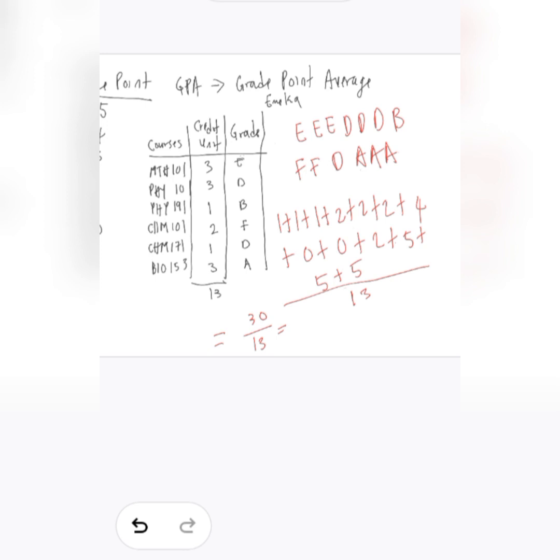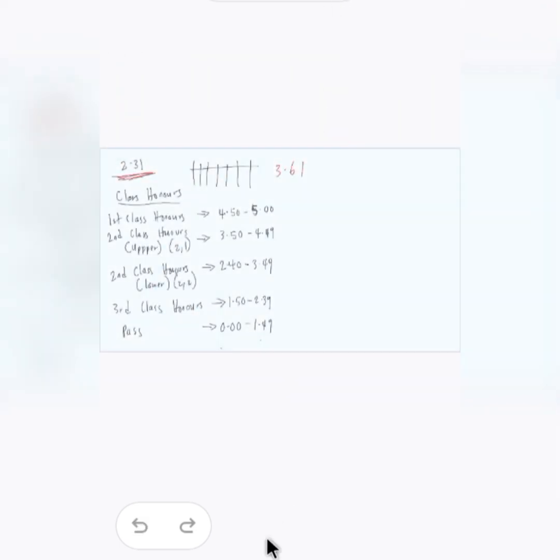And that gives us, I think, 2.31. 30 divided by 13, 2.31. Yes, exactly. So this is Emeka's GPA for the semester. Sorry, this is exactly what we got at this point. You understand? So it's the same.